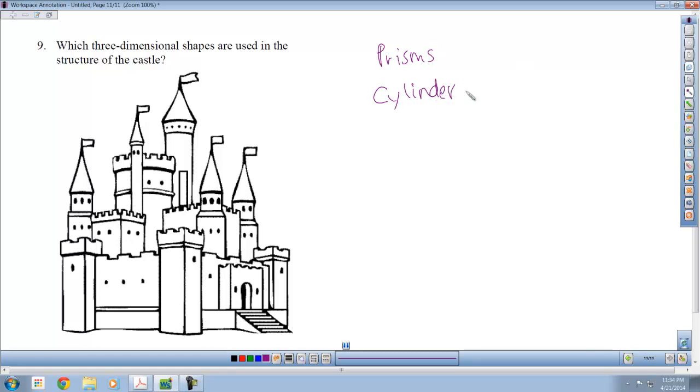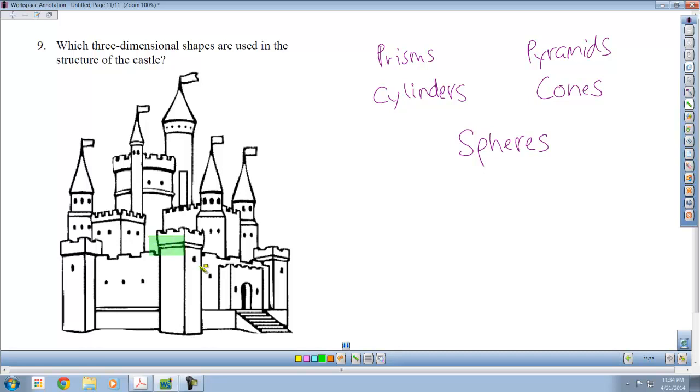And prisms and cylinders are a lot like each other, except cylinders use a circle. We also learned about pyramids, and we learned about cones. Those are also a lot alike, except cones have circles. And then finally we learned about spheres. So that's really all we have to look for. So let's see if we can find anything.